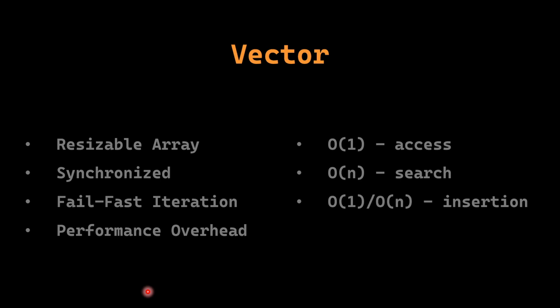However, Vector's thread safety comes with significant cost. Vector achieves thread safety through fully synchronized methods, meaning every operation acquires a lock. This provides thread safety but creates substantial performance overhead in multi-threaded scenarios. Its iteration behavior remains fail-fast, but unlike ArrayList, Vector requires external synchronization during iteration to prevent ConcurrentModificationException.